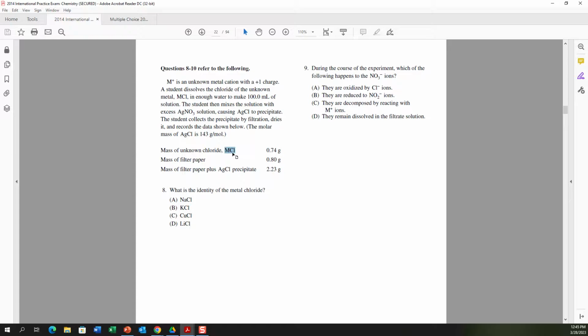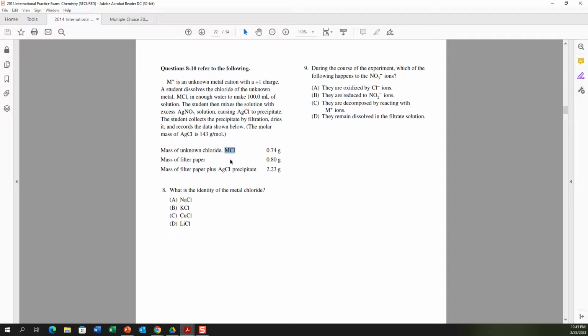Now, 0.01 moles times the molar mass of Cl, about 35, is 0.35 grams. So of the 0.74 grams, 0.35 grams was chlorine. That means the rest of it, which would be 0.39 grams, is metal M. So 0.39 grams, and you had 0.01 moles.